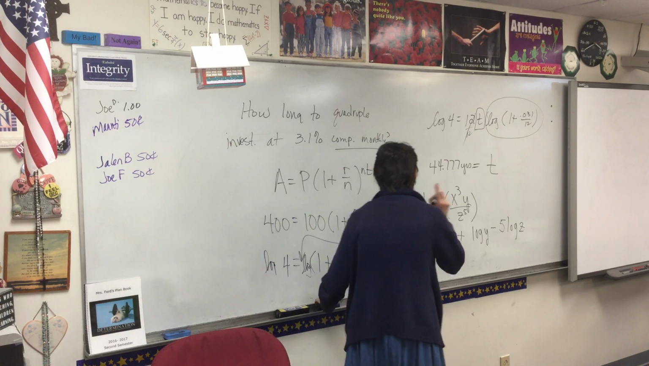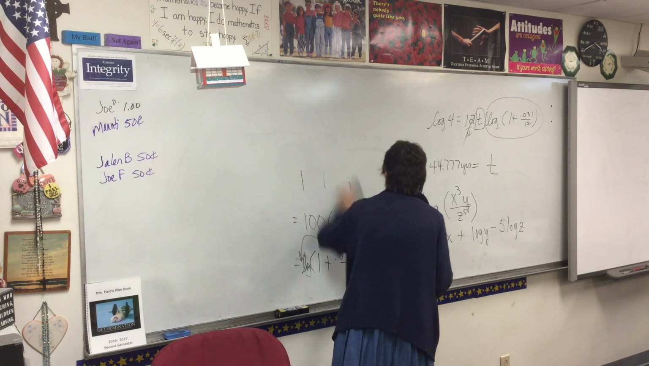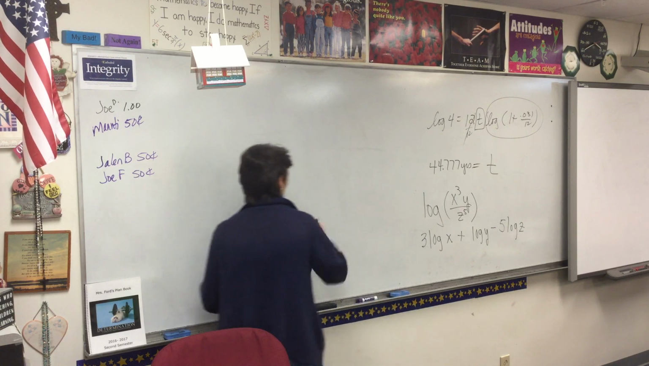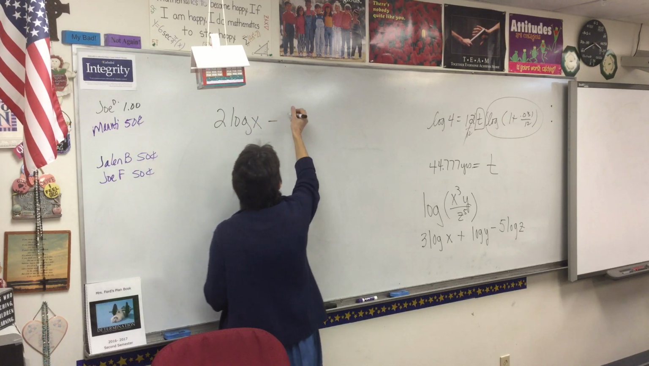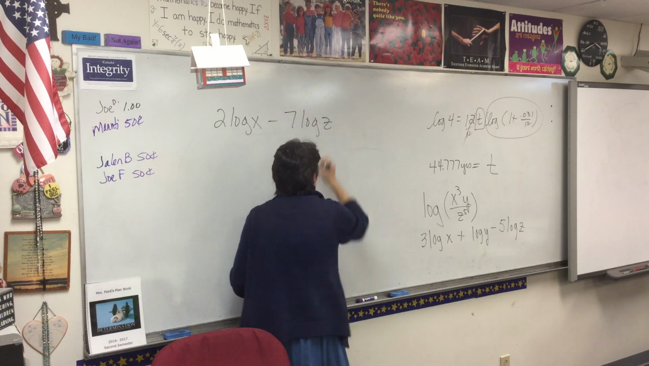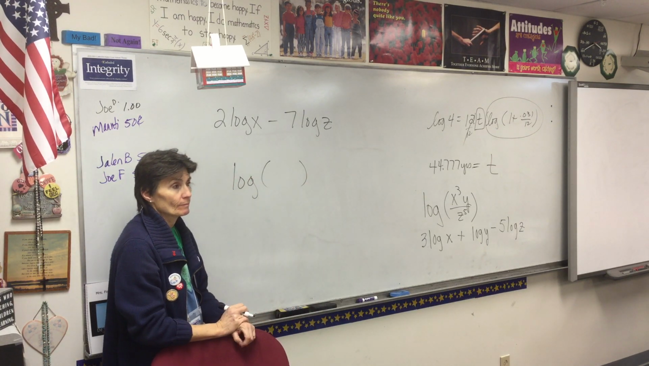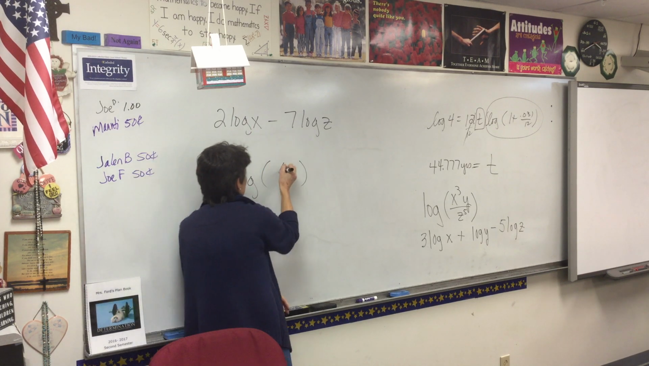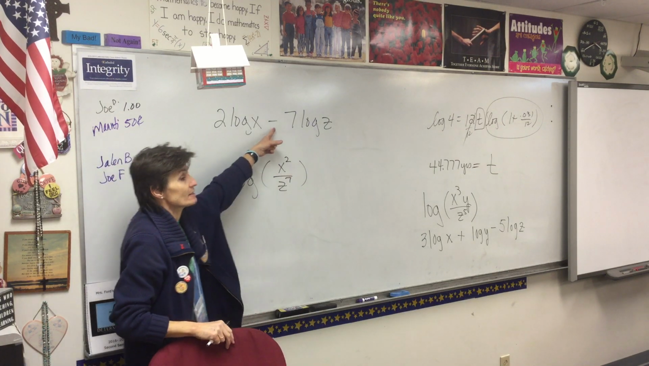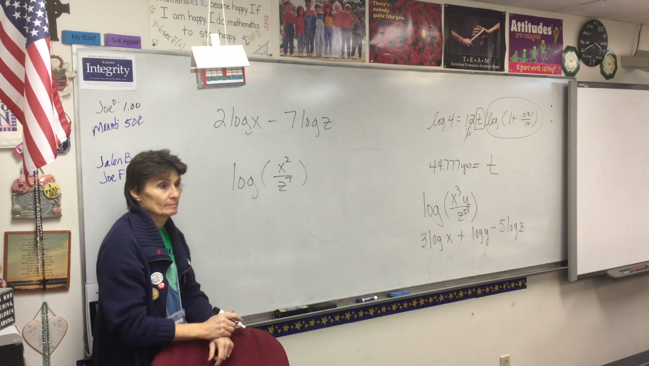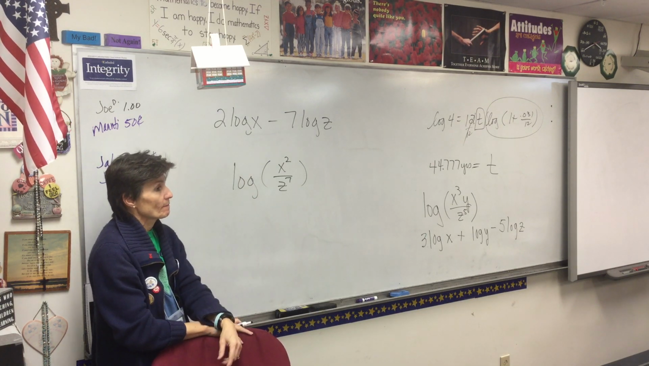And then the opposite of that is starting with something that's already stretched out, like 2 log x minus 7 log z, and then putting that together as a single logarithm. This is going to be x squared, that's going to be z to the 7th, and I know it's being divided because that's a minus. So these 2 problems are just opposites of each other.